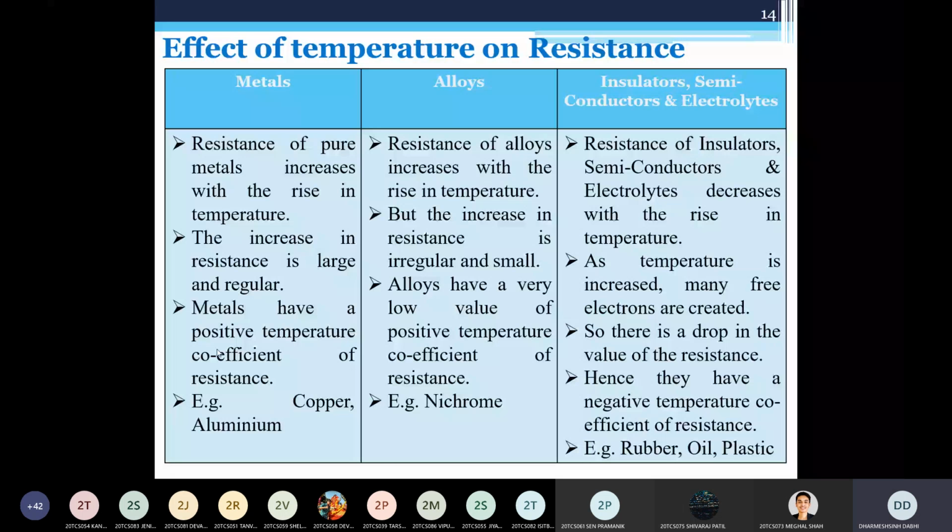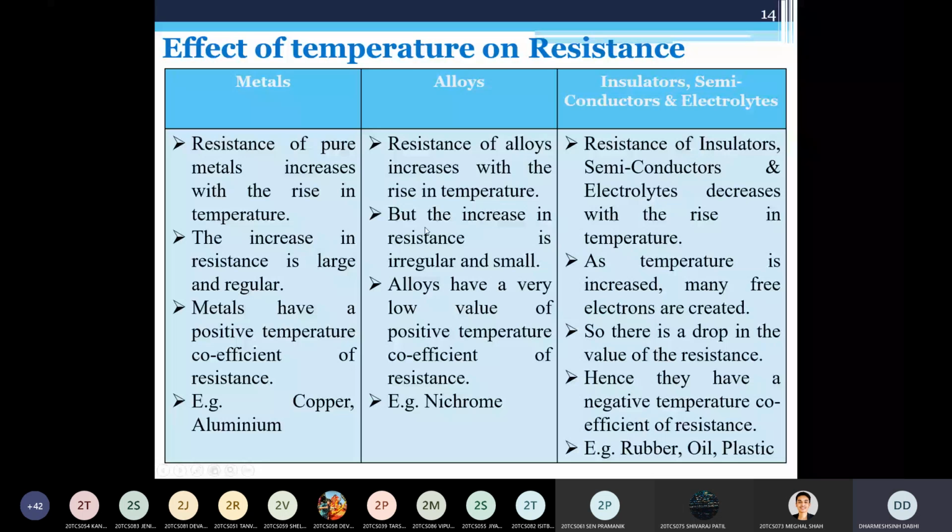So what are metals? Copper, aluminum, all these are metals, which have a positive temperature coefficient. Then alloys, which are a combination of two metals or two materials. In these materials or alloys, resistance increases with a rise in temperature. But what is the difference from a metal? Here the increase in resistance with temperature is irregular and small.